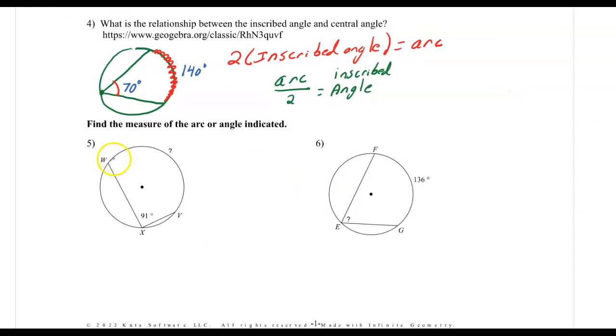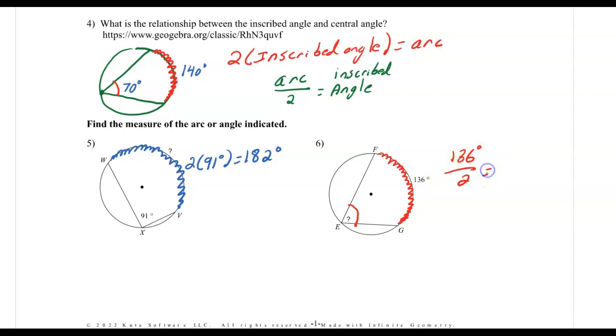So angle X is 91 degrees. This arc is going to be 2 times 91, which is 182 degrees. If this arc is 136 degrees, the inscribed angle is 136 over 2, and 136 divided by 2 is 68 degrees. We're going to look at a couple examples on the next page also.